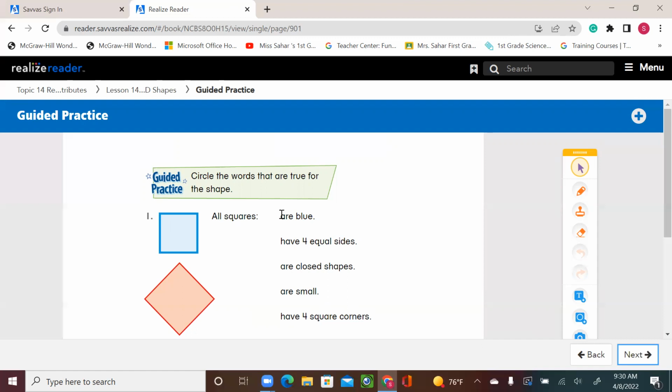First, all squares are blue. No, because we just said we cannot use color as a way to define a specific shape, neither the color nor the size. So we cannot say all squares are big or all squares are red or blue. So that's why. So all squares are blue? No. All squares have 4 equal sides? Yes. 1, 2, 3, 4. 1, 2, 3, 4. So let's circle this.